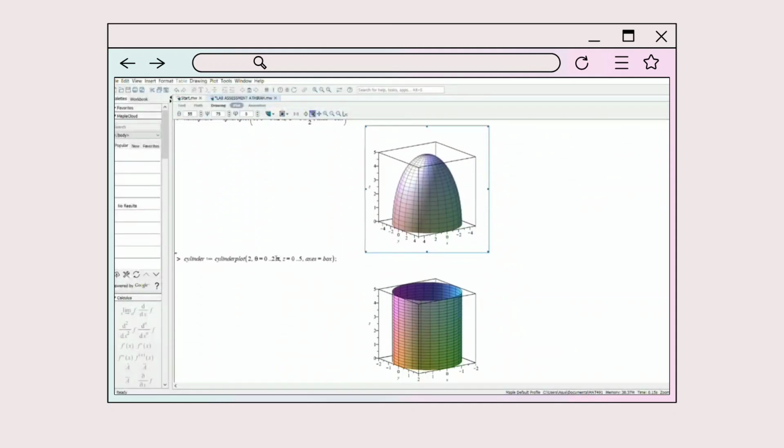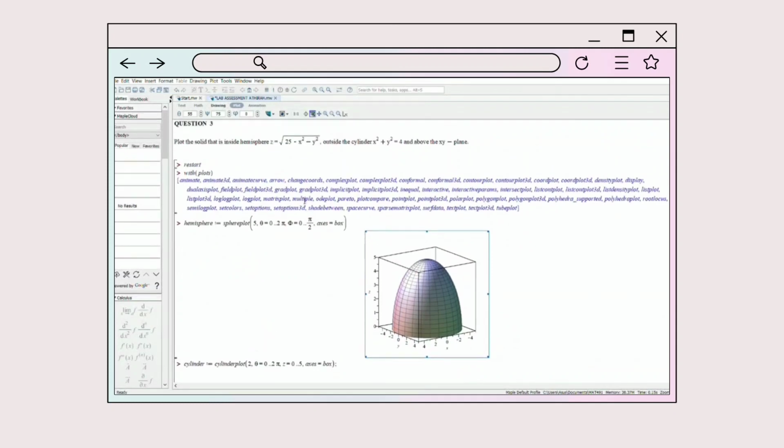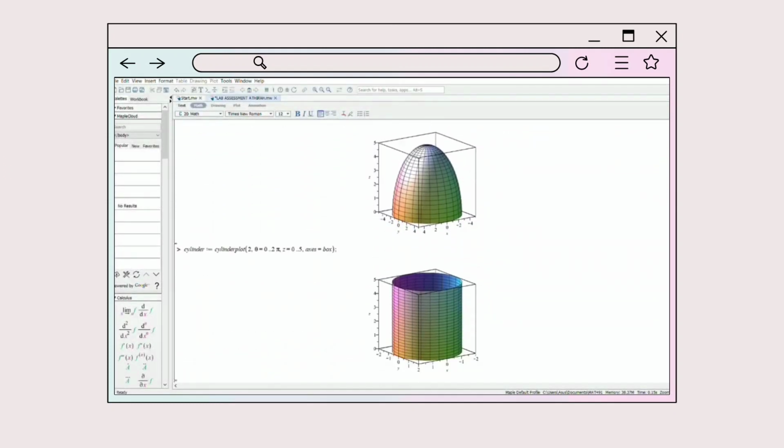After that, we will plot the cylinder solid. From the equation given in the question, which is x squared plus y squared equal to 4, we obtain that the radius for the cylinder is 2. So we are using the cylinder plot command, where 2 is the radius for the cylinder and the angle is the same, which is 0 until 2 pi.